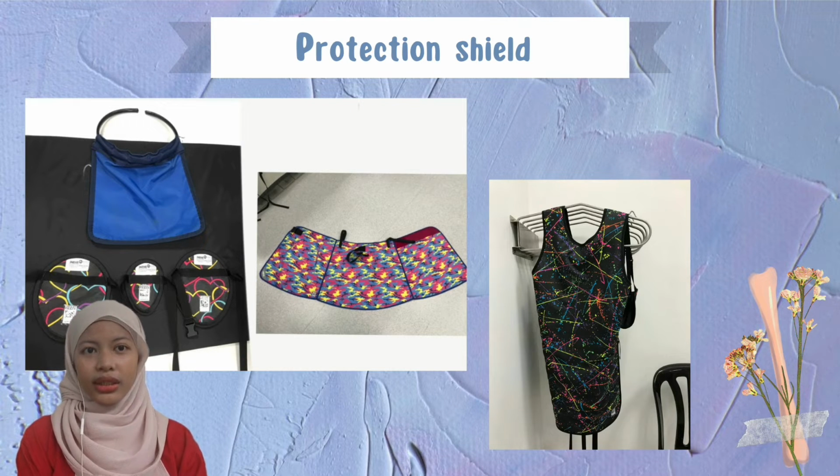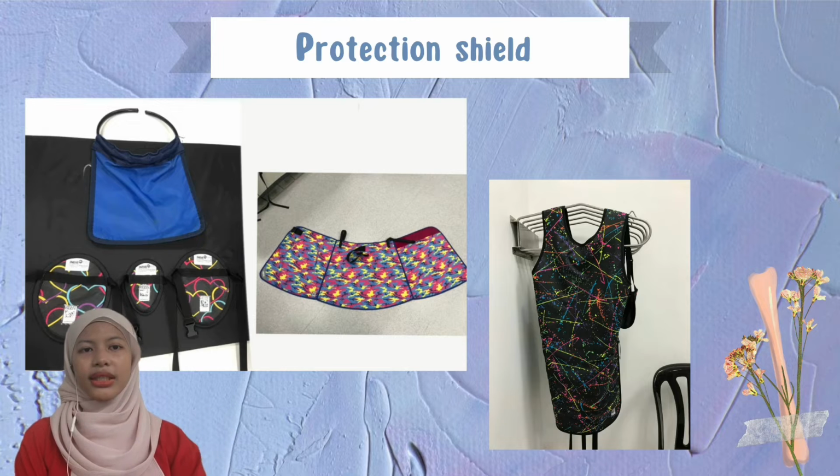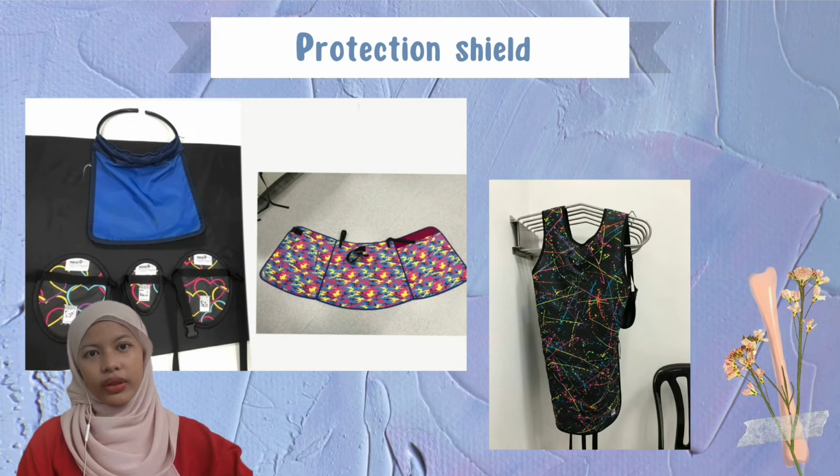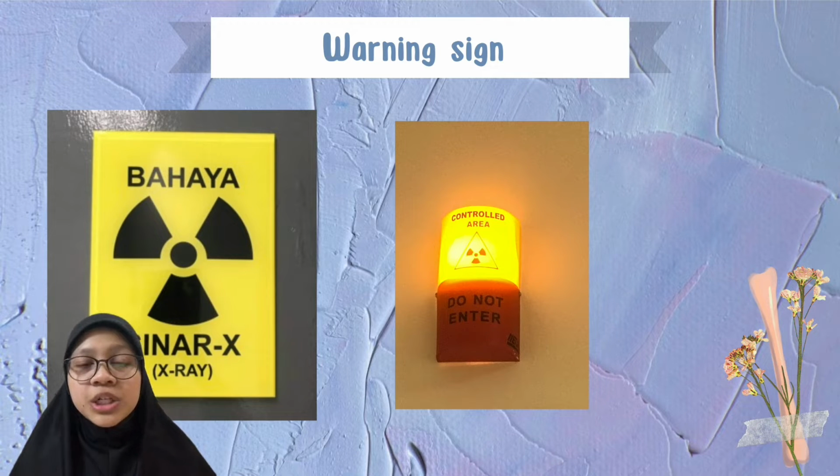The protection shield is needed in order to reduce the exposure of scattered radiation to the patient and to the radiographer. Moving to the warning sign. Warning signs are usually placed at the door, and this is to warn people that there is use of radiation and a high-powered magnetic field in the area.